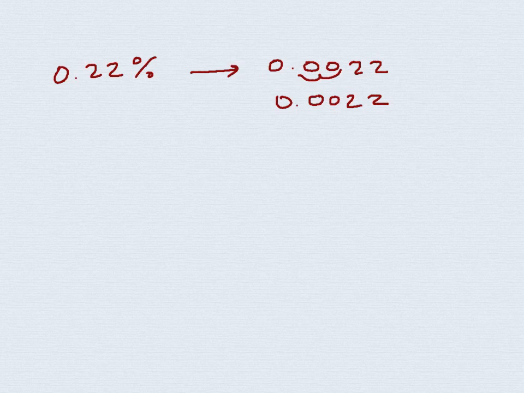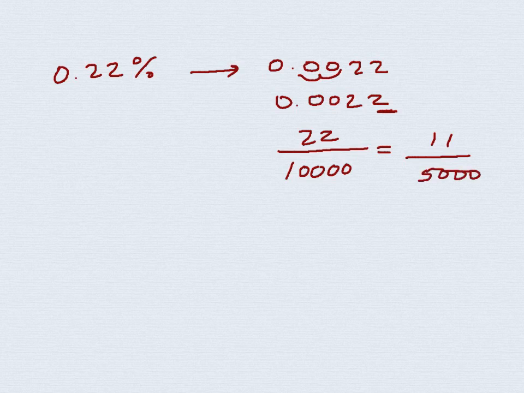You're going to end up with 0.0022 as a decimal. To convert that into a fraction, your last place: tenths, hundredths, thousandths, ten-thousandths. So 22 over 10,000, which you could then proceed to reduce. They're both even. 2 goes into 22, 11. 2 goes into 10,000, leaving 5,000. And 11 divided by 5,000 will take you back up to 0.0022, which is the same thing as 0.22%.